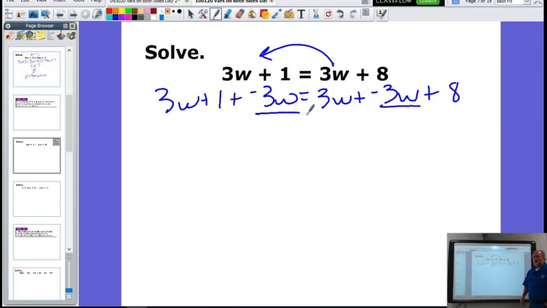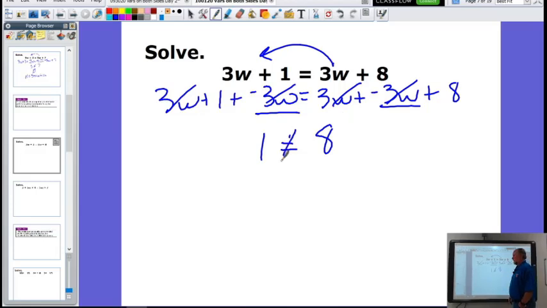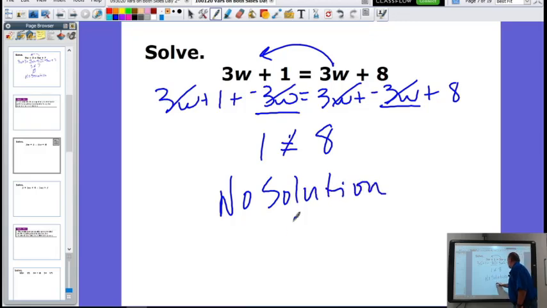So what's going to happen with my W's? Well, over here, they go away, and I'm left with 1 equals. Over here, they go away, and I'm left with 8. So is that a true statement? No, it's not. So what do we do? We put a slash through the equal sign and write no solution, or the empty set, or both. Okay, so that's what we do.